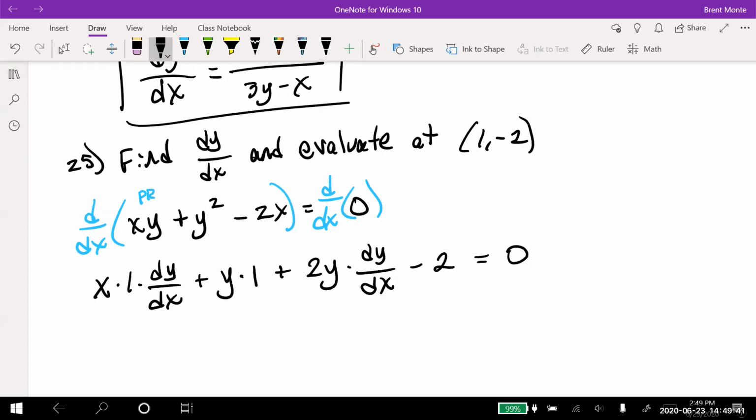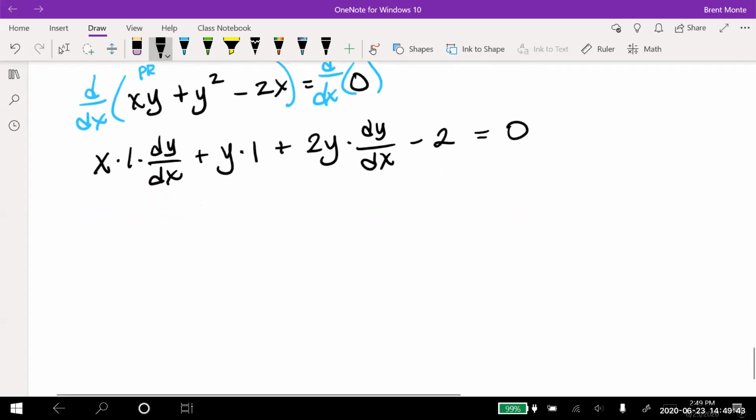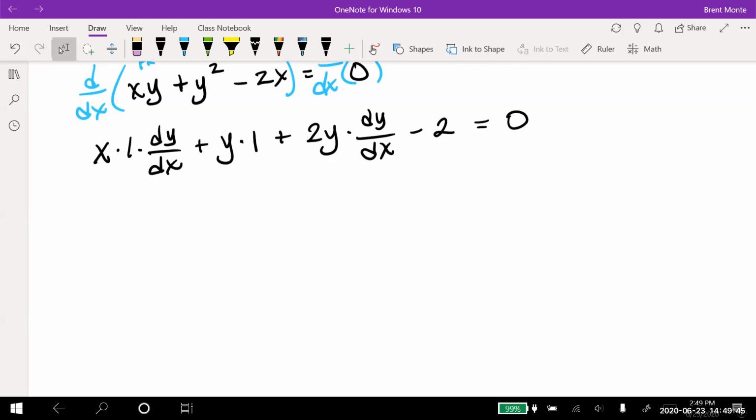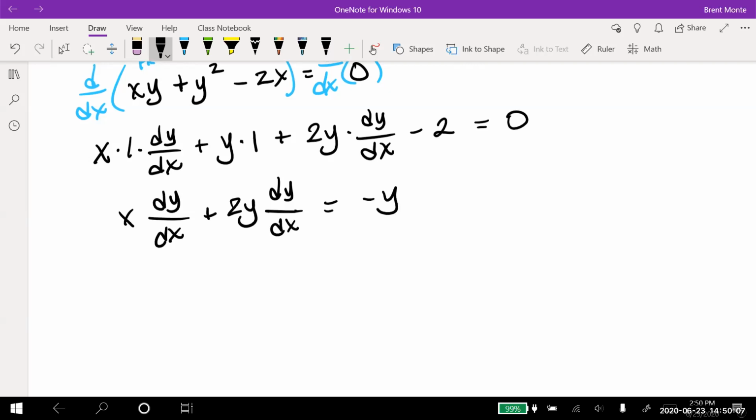Again, I have 2 dy dx's. Everything else I want to move to the other side. I like to do this all in one step, but I'll do it in 2 steps. So I'd move the stuff over and factor out the dy dx at the same time. We don't need to do that. So anything with a dy dx, I'm going to leave over here. So I've got an x dy dx, and I've got a 2y dy dx. That y times 1 is just y. I'm going to subtract it from both sides, so I'll get a minus y. And that minus 2, I'm going to add to both sides, I'll get a plus 2.